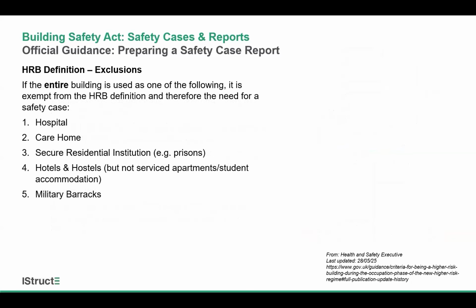There are some exclusions that are noted explicitly within the guidance. So if the entire building is used for one of the following uses: a hospital, care home, a secure residential institution such as a prison, hotels and hostels, or military barracks, those fall outside, as long as the entirety of the building is used for that purpose. If you have, for example, a hotel where the top 2 stories are actually residential units, then that would still qualify as a high risk building.